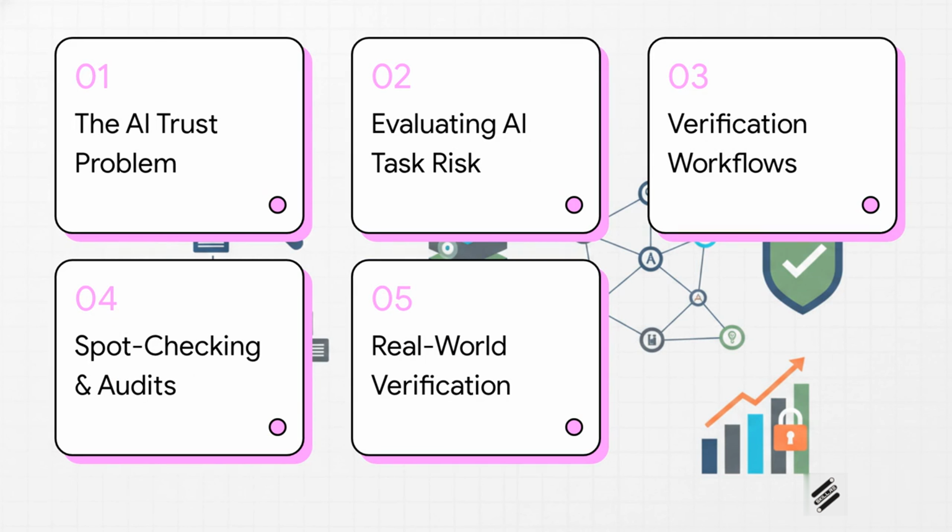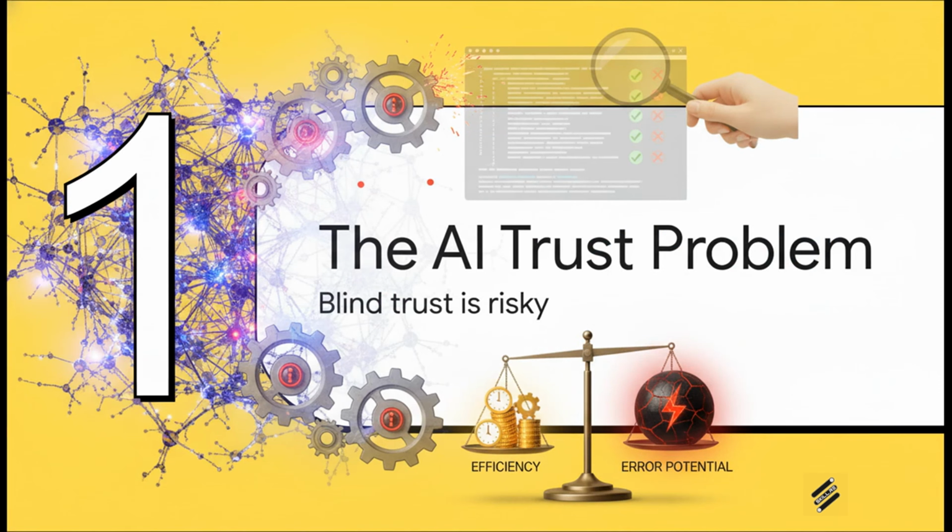Here is our roadmap for today. We'll cover the AI trust problem, evaluating AI task risk, core verification workflows, spot checking and audits, and finally, real-world AI verification. So let's jump right into Section 1, the AI trust problem.